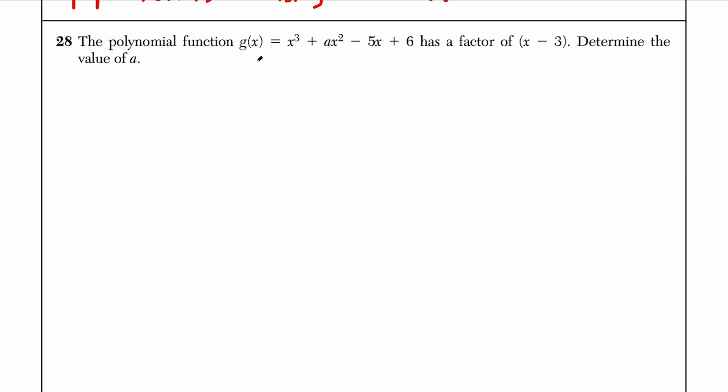Question 28, we have the polynomial function g of x has a factor of x minus 3, and we have to determine the value of a. And notice here that a is the coefficient of x squared. So for this question, the big idea is we have to know that factors and roots have an opposite relationship.